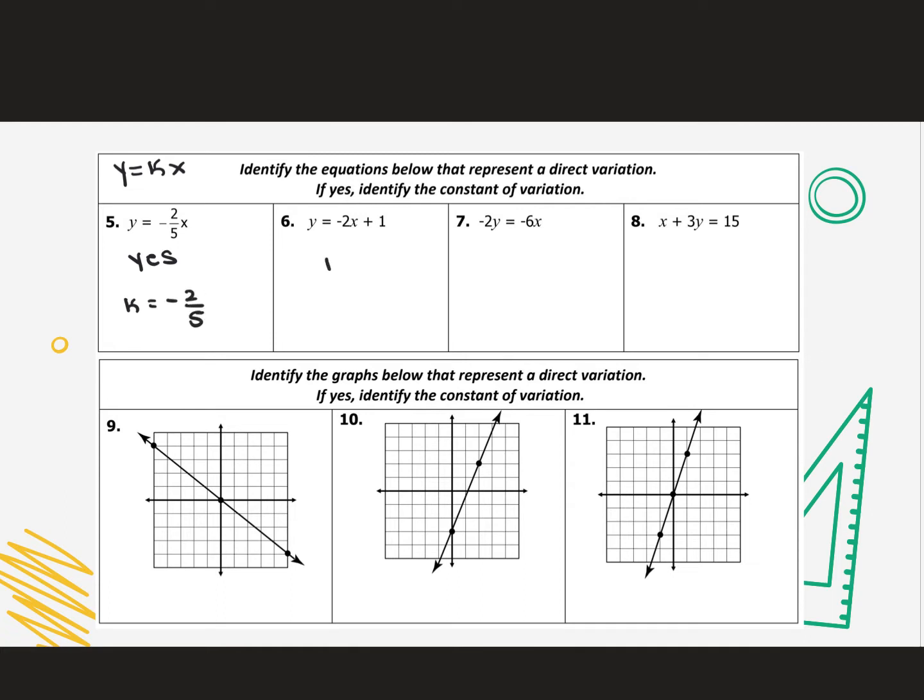For number 6 is going to be no, and it's because we have this y-intercept of 1. We can solve number 7 by dividing by 2, and we get y equals 3x. And this is going to be yes, where our constant k is 3. And then we can definitely see on the last one, we can solve it and see if we get the values if we subtract x on both sides.